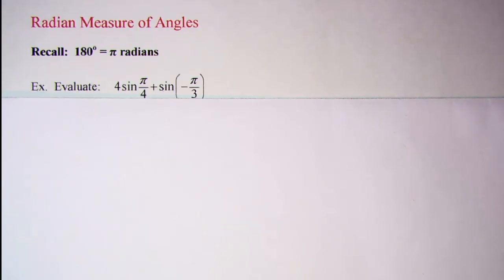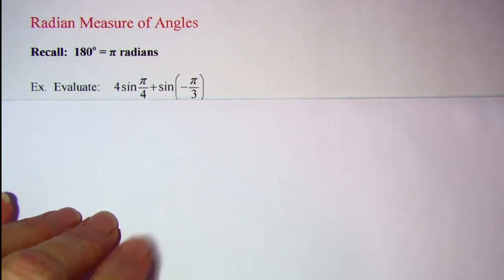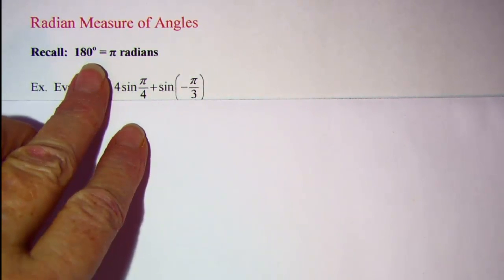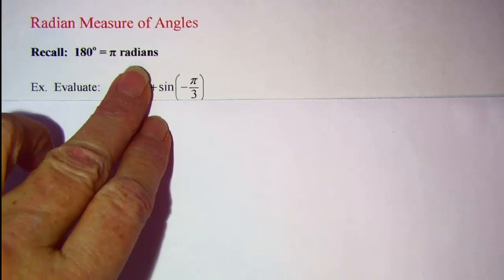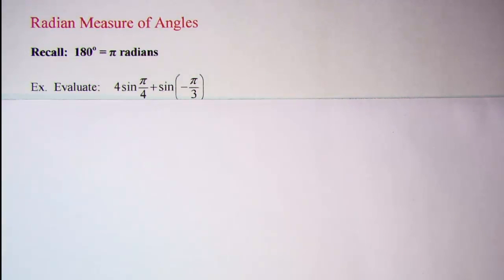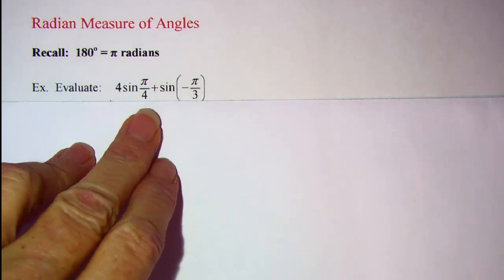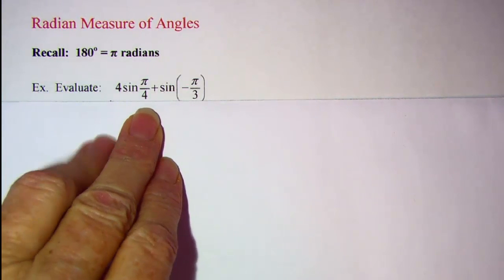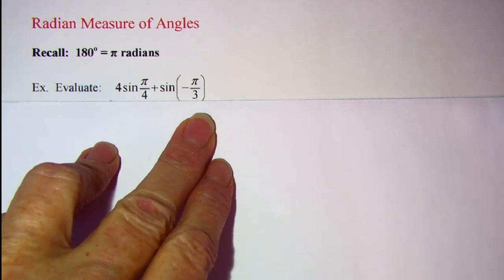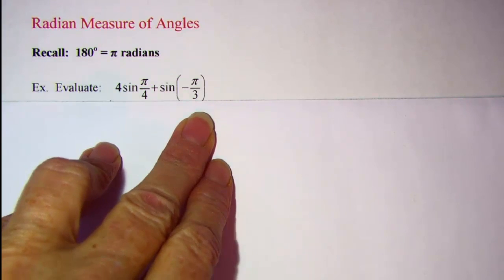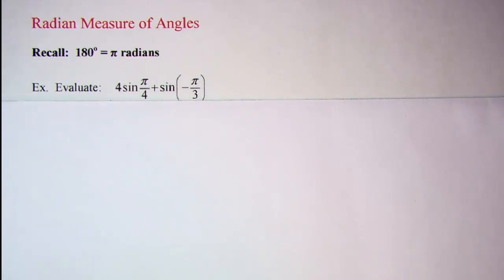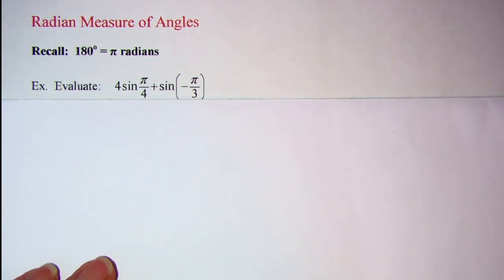In this video, we'll be working some problems that involve angles given in radians. Recall that 180 degrees is the same as pi radians. Our first example, we're asked to evaluate 4 sine of pi over 4 plus the sine of negative pi over 3. Now my first step would be to draw the reference triangles for these angles.